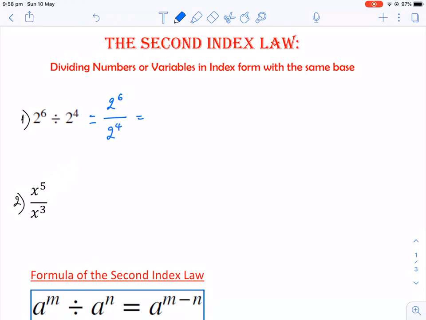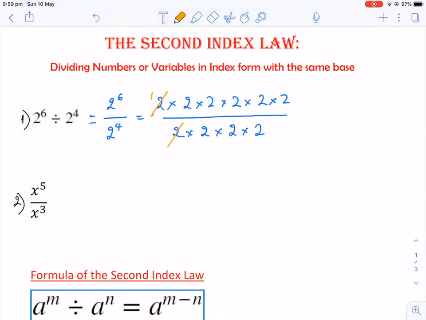And then I rewrite these numbers in expanded form. 2 to the power 6 equals 2 times itself 6 times, and 2 to the power 4 equals 2 times itself 4 times. Now, I'm going to simplify this fraction. So I'm going to get 2 divided by 2 equals 1, and the same here.